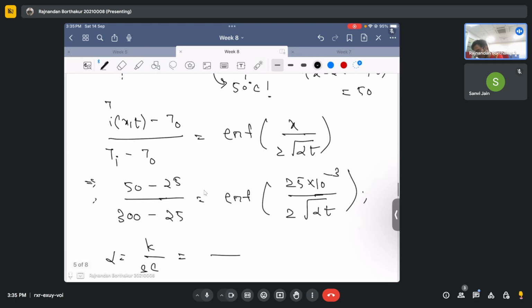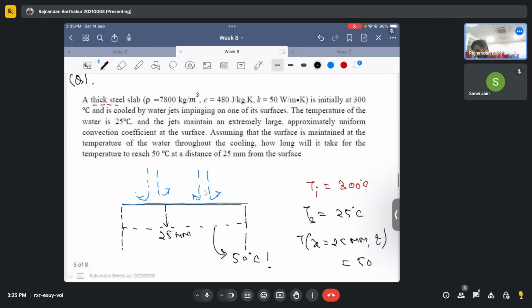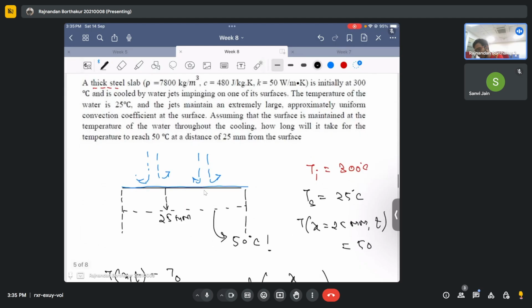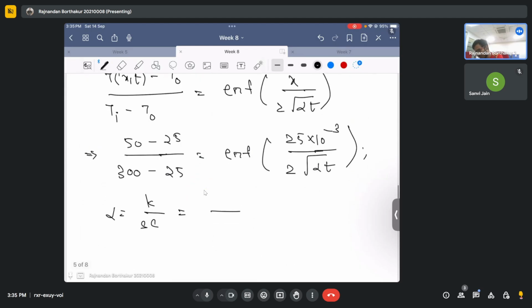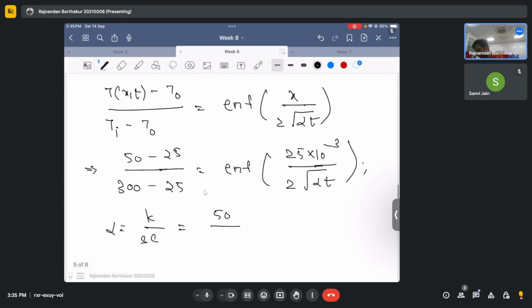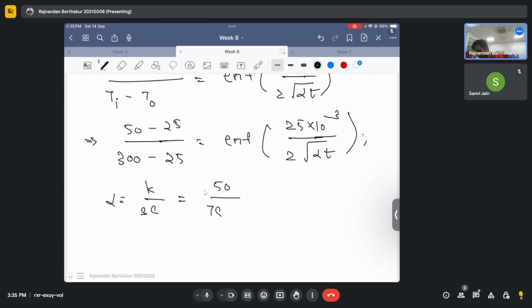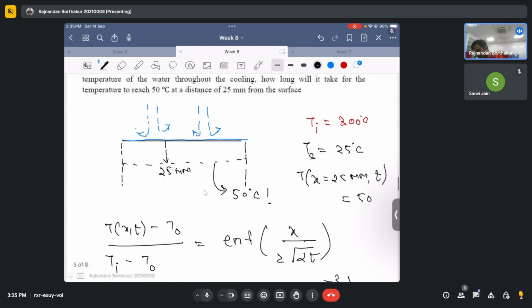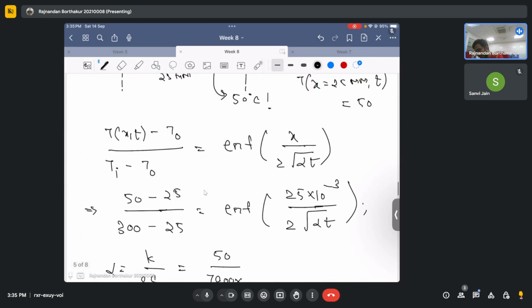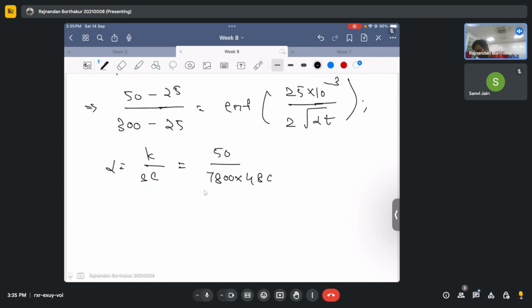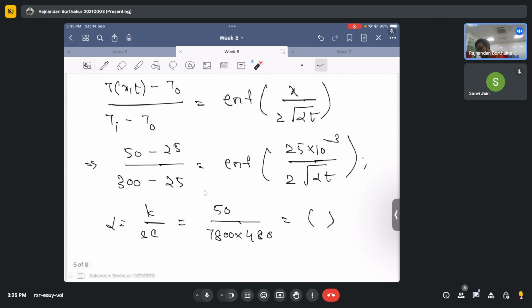Your k is 50, rho is 7,800, and c is 450. Everything is in SI units. So it is 50 by rho, which is 7,800, into c, the heat capacity, being 480. So just calculate alpha from this. Okay, so you know everything. You just need to figure out this time t.